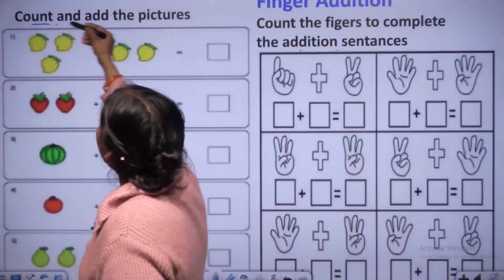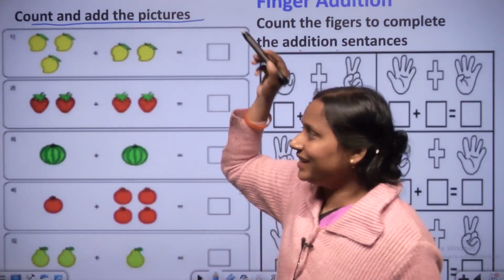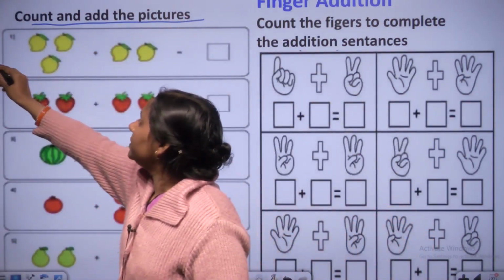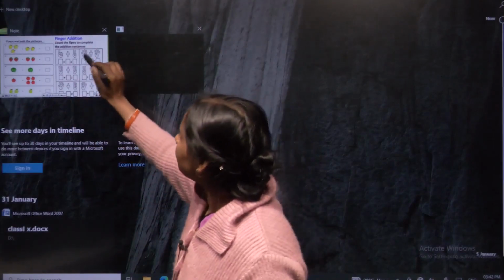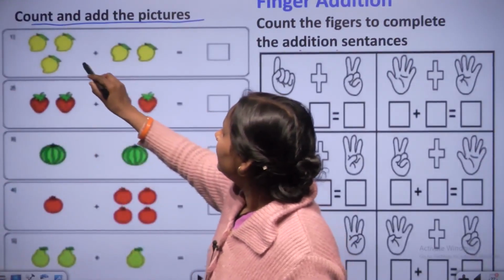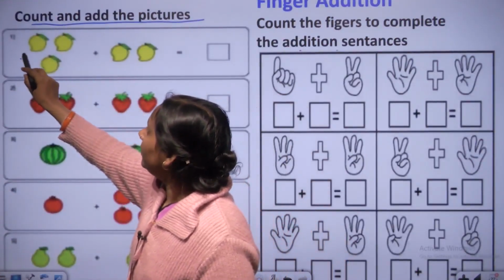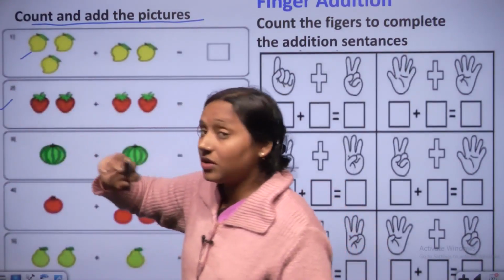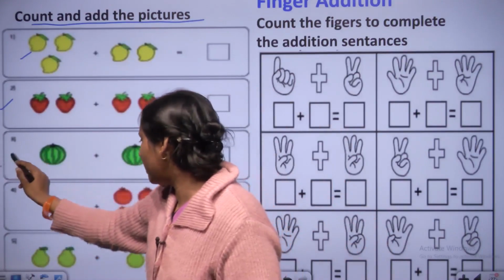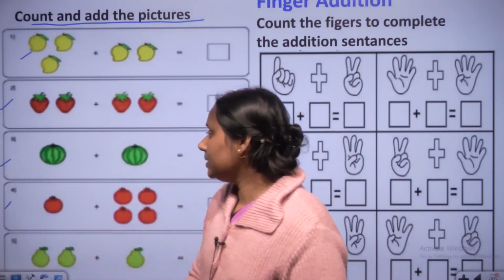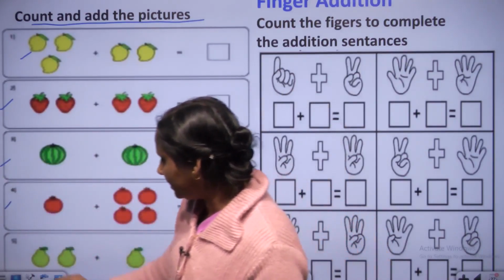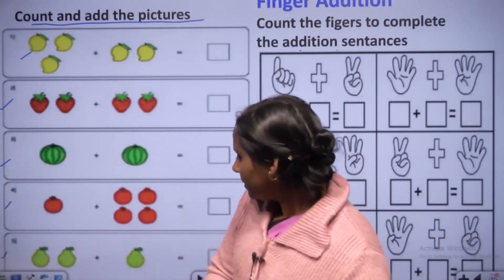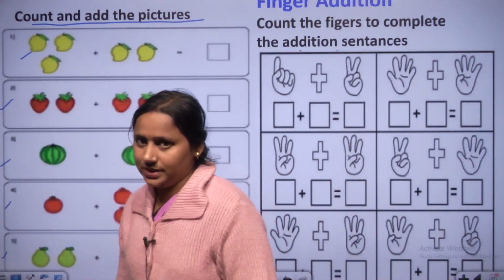Count and add the pictures. Okay. This is the picture of what? This is the picture of mangoes. Okay. And this one is strawberry. And this is watermelon. This is watermelon and pomegranate. And this one is peach. Okay.